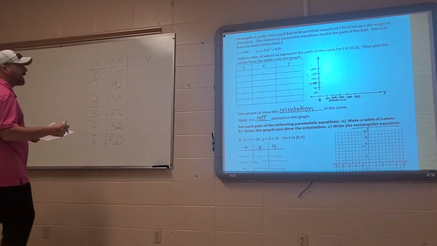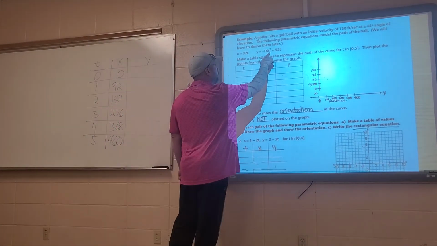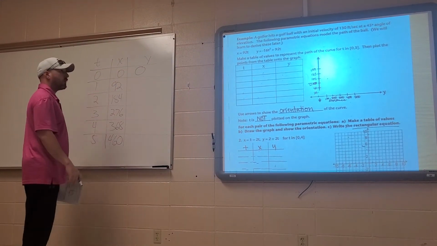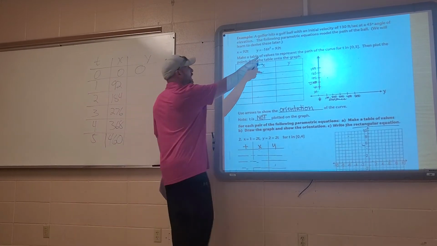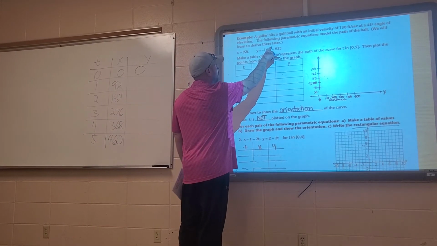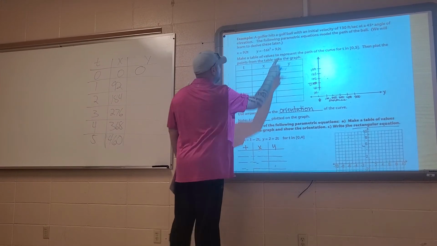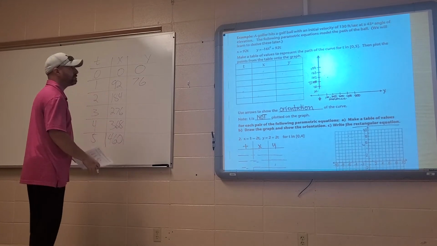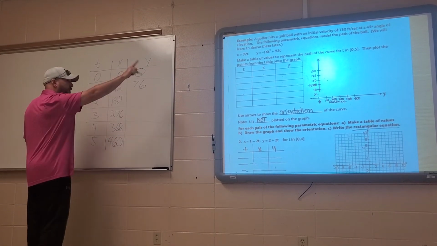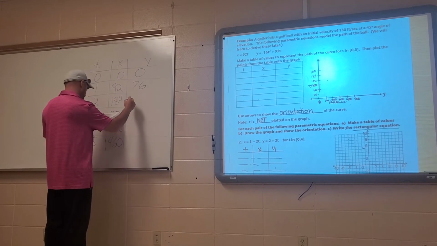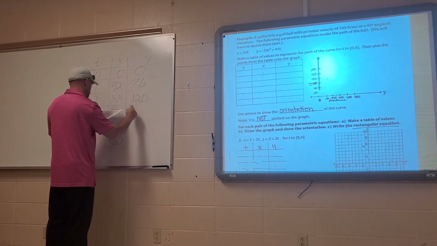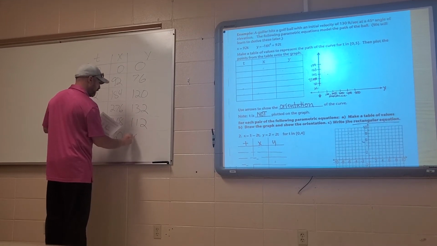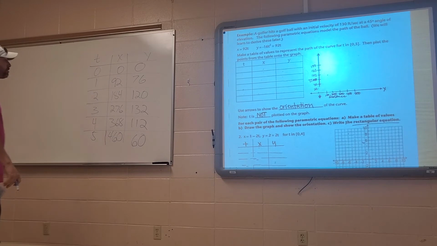All right, so now let's do the y values. So negative 16 times 0 squared plus 92 times 0 is just 0. When I put a 1 in here, I get negative 16 times 1 squared, which is negative 16, plus 92 times 1, which is 76. Okay? And then you just put the 2, 3, 4, and 5 in for t. And so I get 120, 132, 112, and 60. Okay?